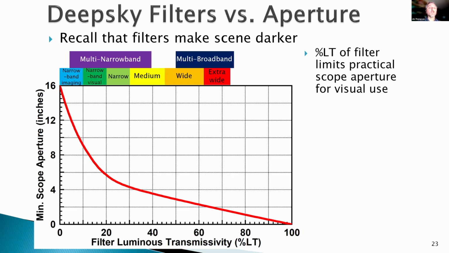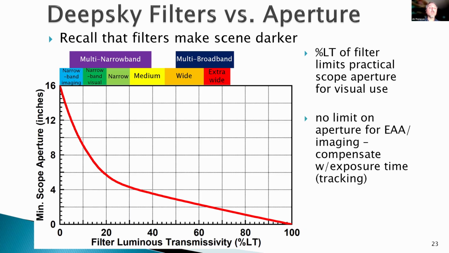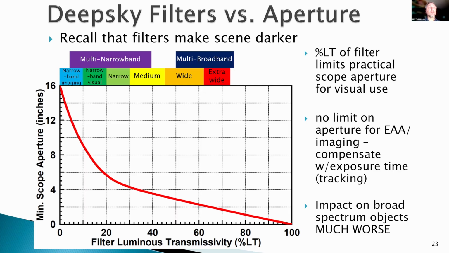For imaging or electronically assisted astronomy, there is no such limit on scope size because you can simply compensate with more exposure time. This does, however, mean that you will need progressively better mount tracking the narrower the filter is you want to use. There is one final thing to note in regards to aperture. The impact of a filter on broad spectrum objects is much worse than for narrowband objects because the filter is blocking light from the object as well as the light pollution.